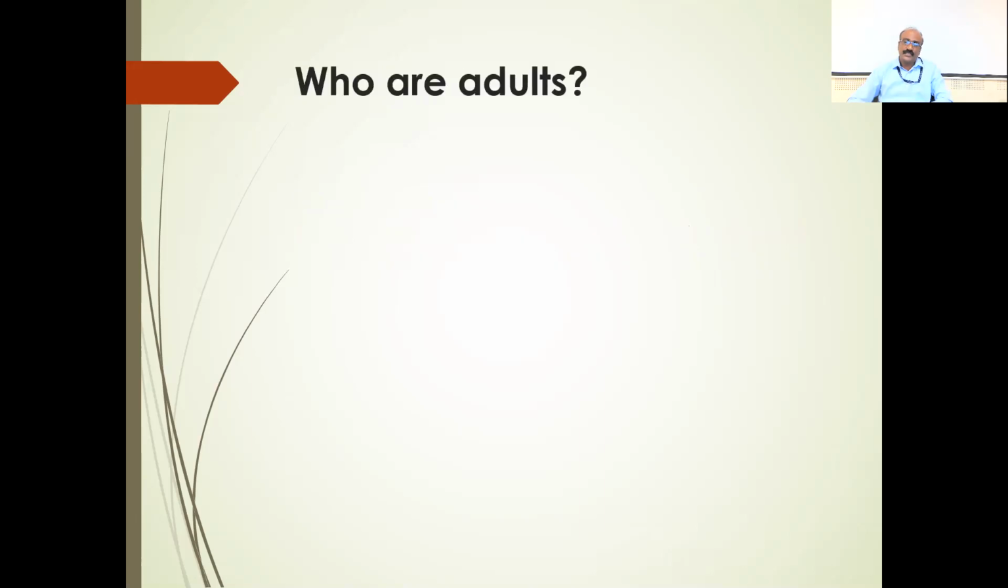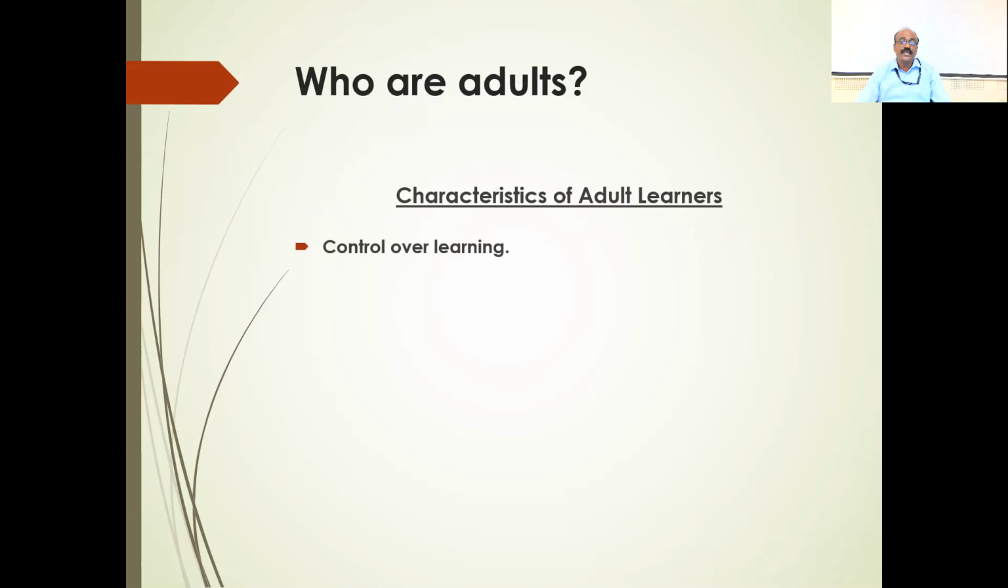Next, let us see who are adults. What are their characteristics and why adults are called as adults. Now let us see how adults learn. And so before seeing how adults learn, you have to understand the characteristics of adult learners. So adult learners have the following characteristics. One is the control over learning. Adult learners tend to be self-directed in their lives.